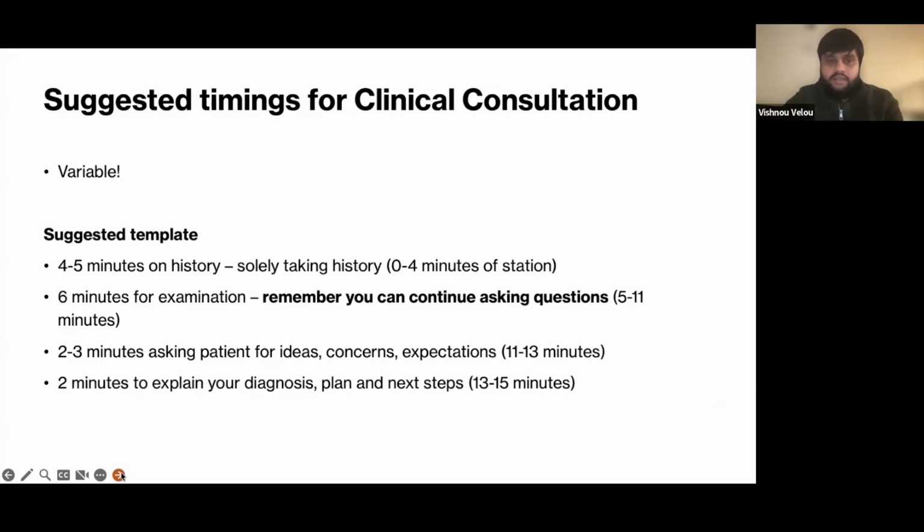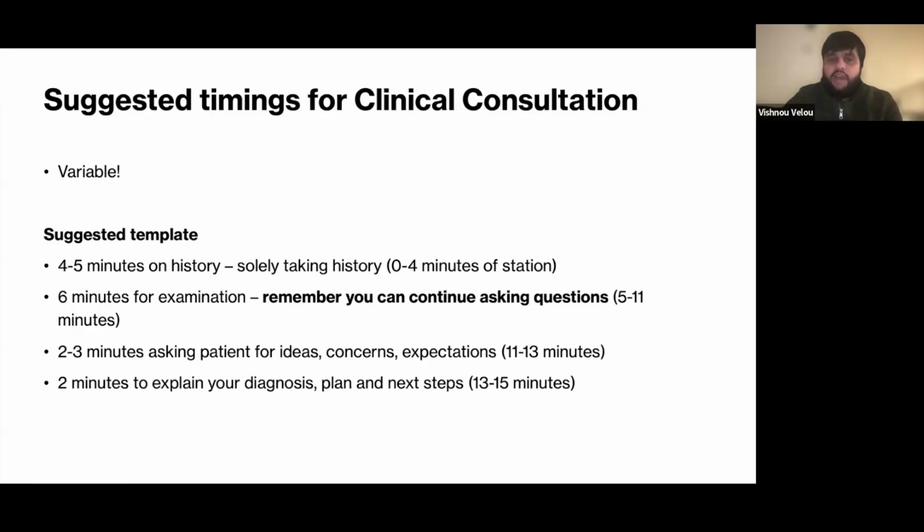I get asked this question a lot, and that's the suggested timings and how long to spend on things. Sadly, it completely depends on the consultation that you have. I would suggest that 4 to 5 minutes is spent solely on history taking, and then 6 minutes for an examination. And remember, you can continue asking questions.